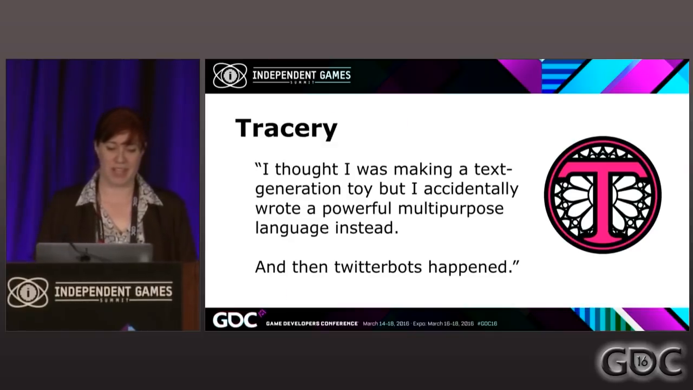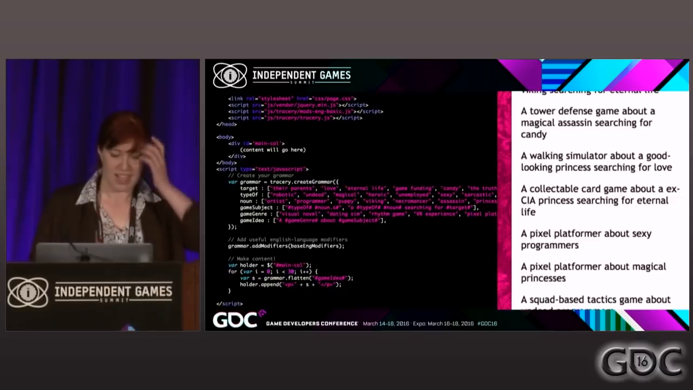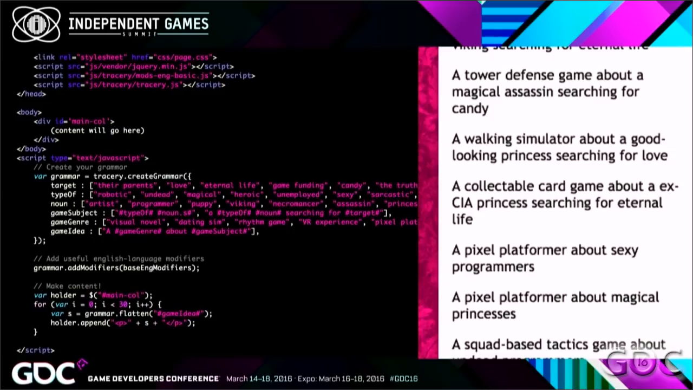So Tracery is the story of how I thought I was making a little text generation toy, and it accidentally turned into a language. And then Twitter bots happened. It was intended as a super easy tool. This is actually to keep myself from having to do a pencil and paper assignment that I had been given. I wrote a little JavaScript program to do it instead.